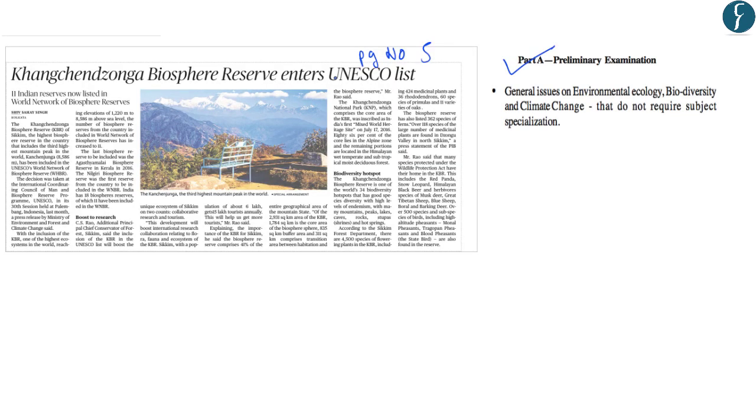The article on page number 5 is related to the Kanchenjunga Biosphere Reserve, as it has been listed in the UNESCO's Man and Biosphere program. Now, this forms a part of the preliminary examination syllabus under the topic General Issues on Environment and Ecology. So, under this article, we will try to understand some of the key facts that are related to the number of biosphere reserves in the UNESCO's list.